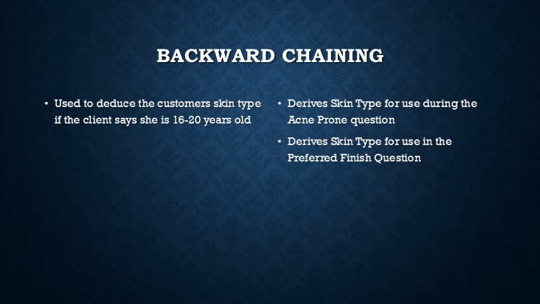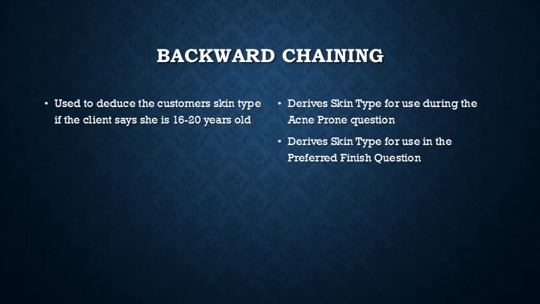I used backwards chaining 3 times during the system. I used it to deduce the customer's skin type if the client says she's 16 to 20 years old. Oily skin is one thing when you're an adult, but oily skin means something completely different when you're in your late teens. It also derives the skin type once again for the acne-prone question. Being acne-prone and being an acne-prone teenager are 2 very different things. So it's important to make the distinction, and the program does that.